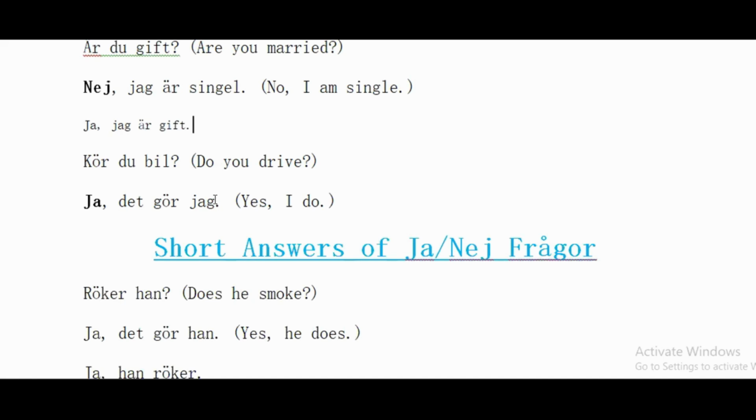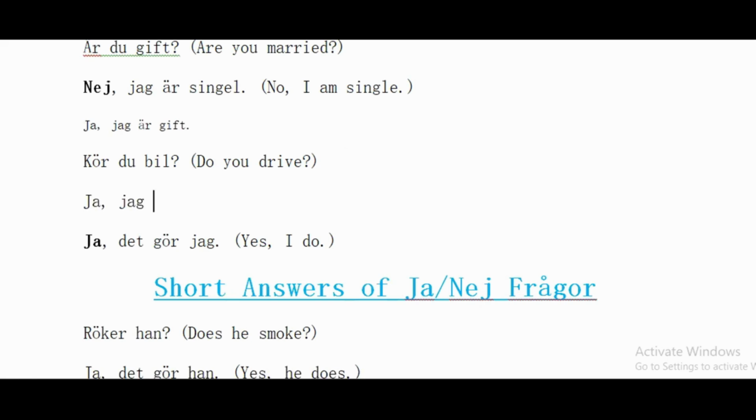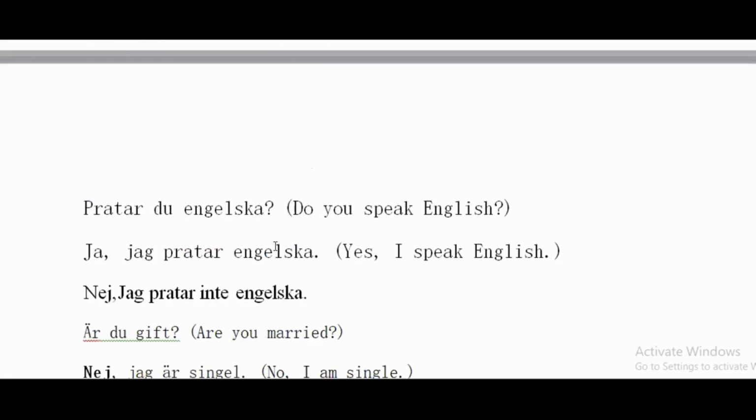Kör du bil? Do you drive? Ja, jag kör bil. You can reply like this. Yes, I drive. And this one is basically the short form, a fixed expression. Next we will deal with short answers to ja/nej frågor. Till now we have replied using the same verb. For example, here I use är as my verb, and here I use pratar, the same verb that was used for asking the question.